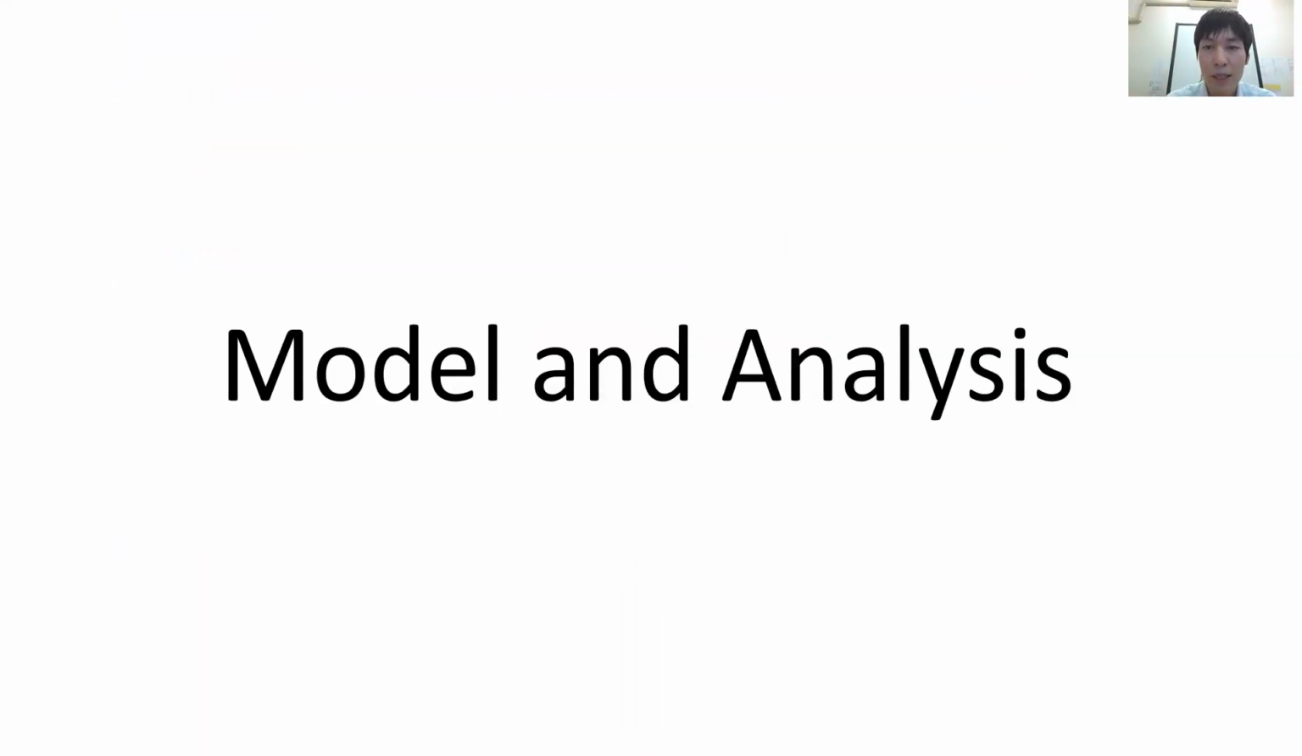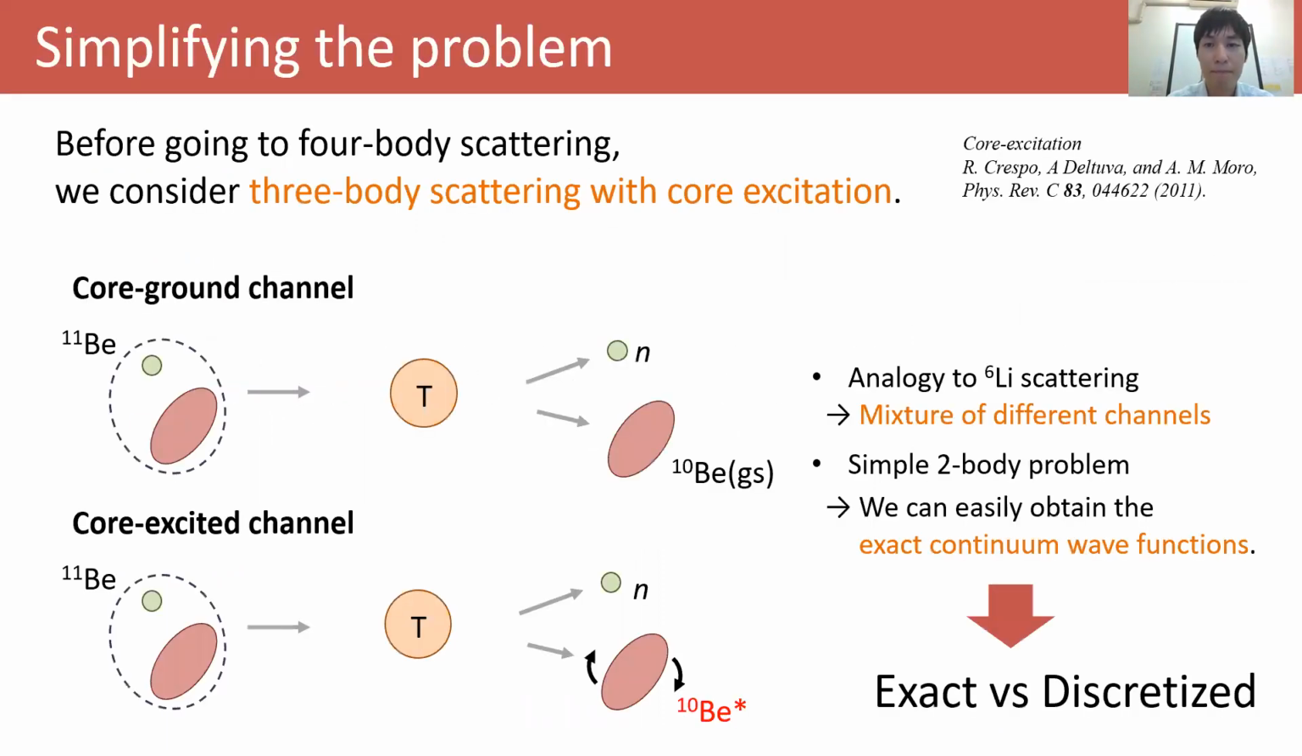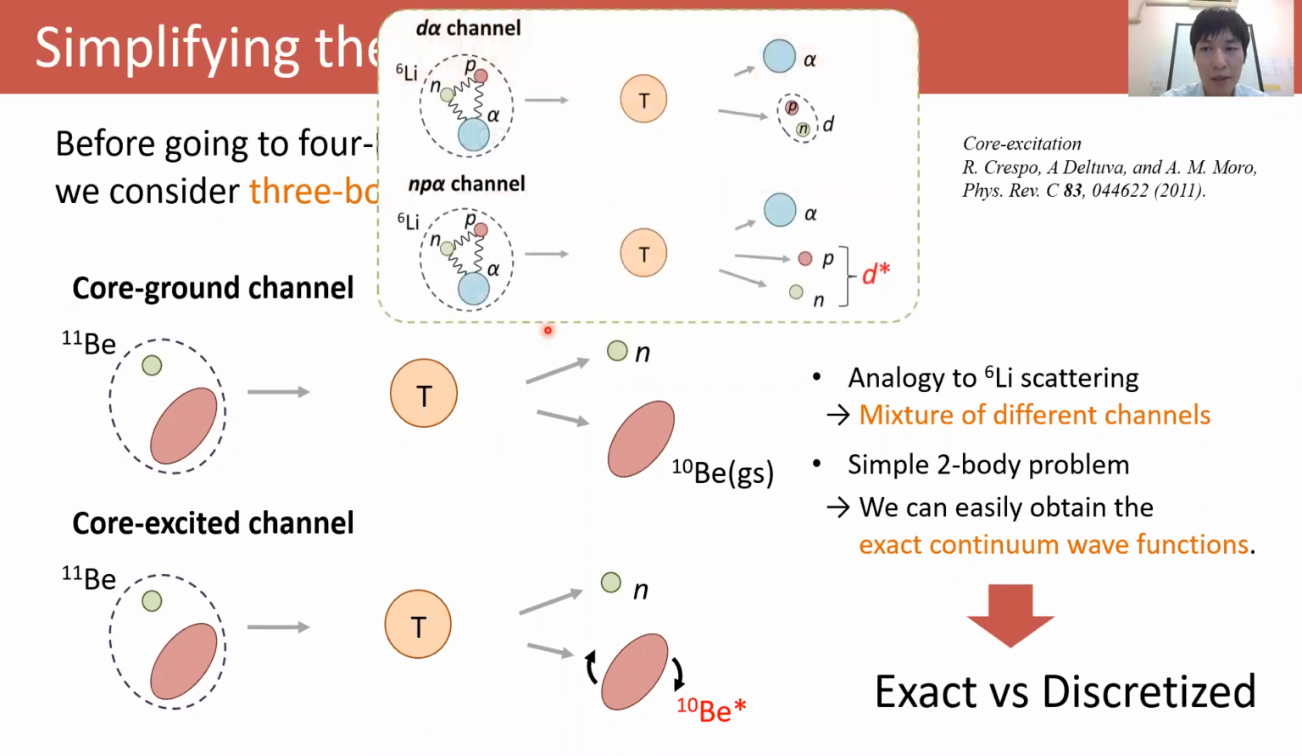Okay, let's move on to the model and analysis. Before going to four-body scattering, we consider three-body scattering with core excitation. In this case, beryllium-11 is broken up into not only a neutron and the ground state core, but also a neutron and a beryllium excited core, like this. Now, these channels are called the core ground channel and the core excited channel, respectively. This scattering provides a nice analogy to lithium-6 scattering regarding the mixture of different channels. The core ground channel corresponds to the D-alpha channel, and the core excited channel corresponds to the NP-alpha channel, like this.